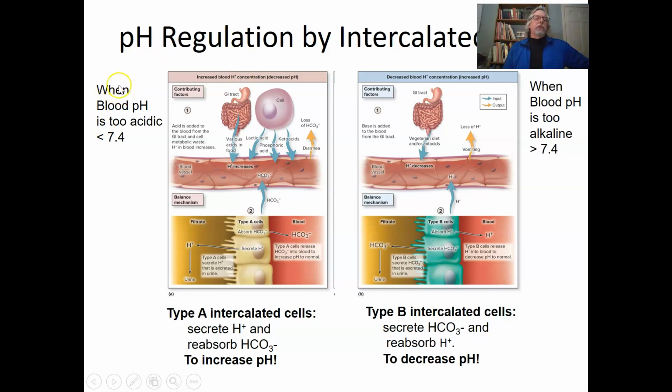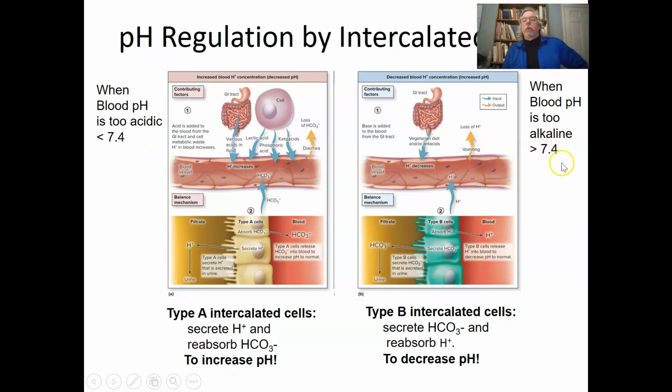On the left side, let's consider the situation when the blood pH is too acidic, so less than pH 7.4. When it's too acidic, what happens is the A cells reabsorb bicarbonate into the bloodstream, but they secrete protons into the lumen of the tubule. This is going to make the urine more acidic, and we're going to excrete more protons while we're saving bicarbonate ions. So that's going to adjust the pH back up.